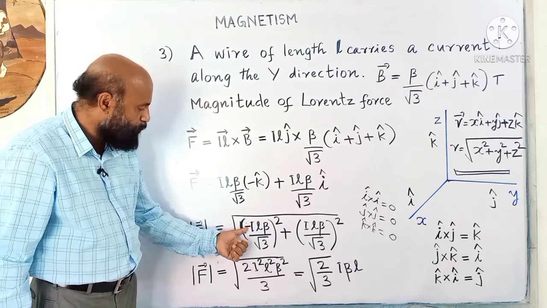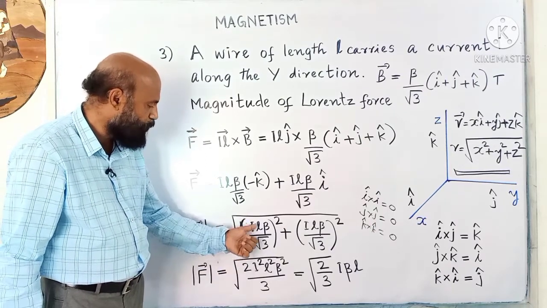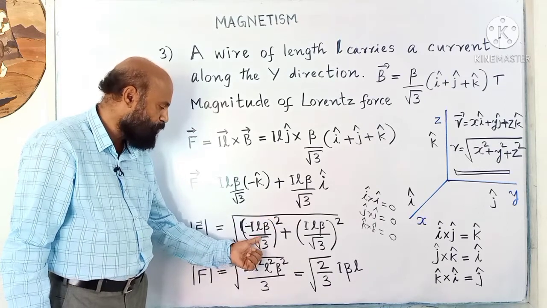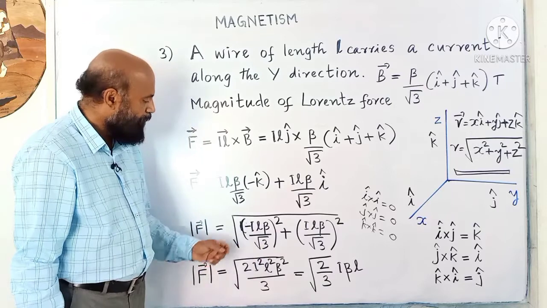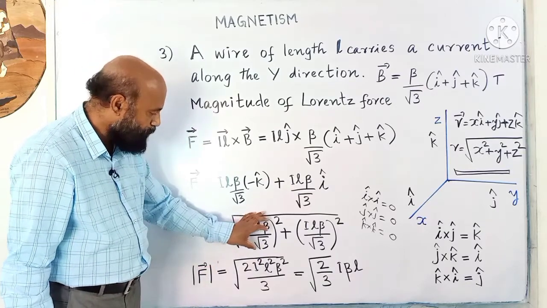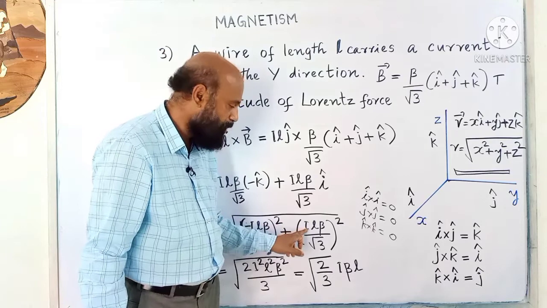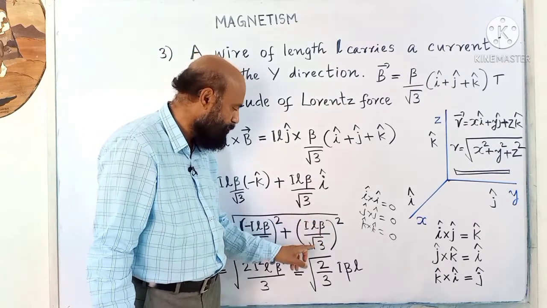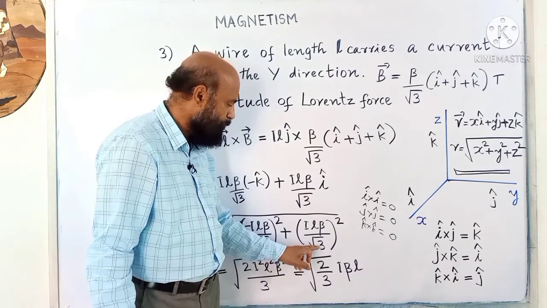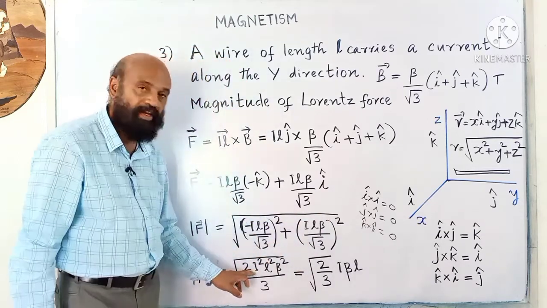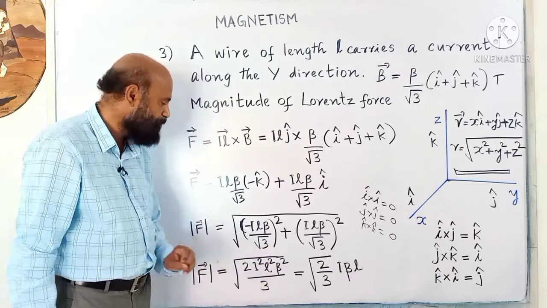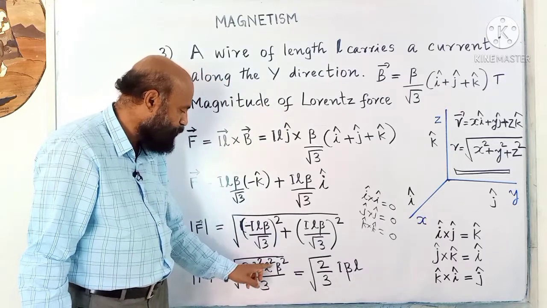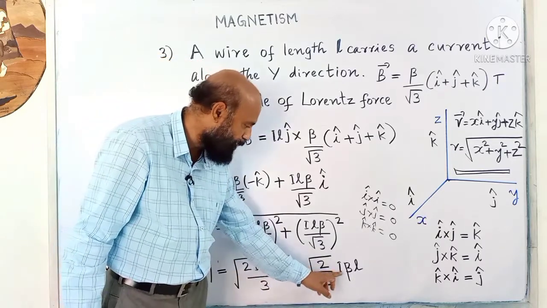Now when you square this, I square L square B square divided by 3, since root 3 square is 3. So when you square it, it will become positive. Then similarly here also, I square L square B square divided by root 3 square, which is 3. So it will be 2 times I square L square B square by 3. Then square root of 2 by 3 I square L square B square, when it is taken outside, is I B L.